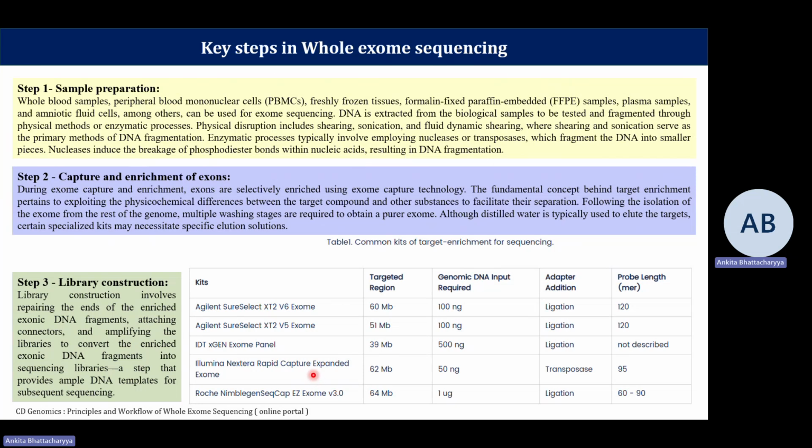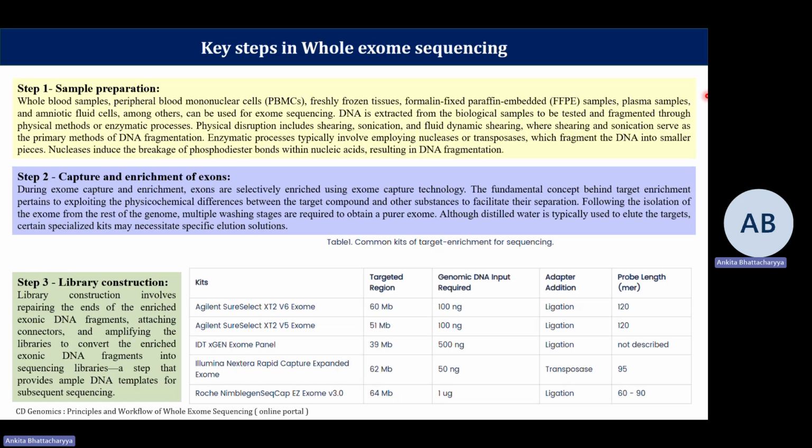Basically, what I wanted you to see here is that there are a lot of different kits that are available in the market for target enrichment for whole exome sequencing. The Agilent SureSelect, for example, is most commonly used. You also have Agilent SureSelect XT2, V6, V5, IDT's exome panel. You have Illumina's Nextera, Illumina's TruSeq also. I'll be discussing Illumina TruSeq today. And you also have the Roche NimbleGen exome capture kit.